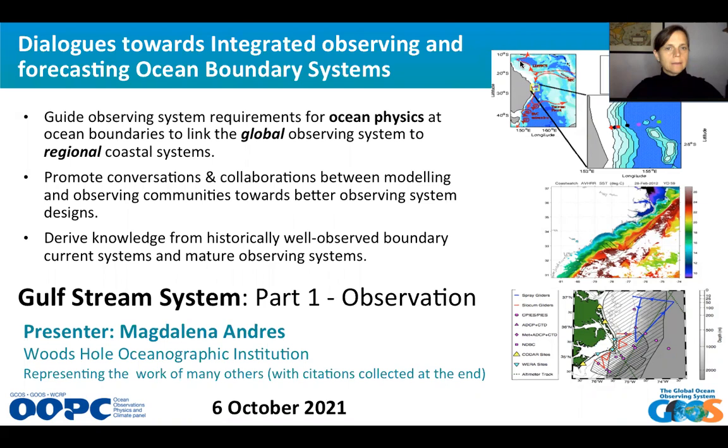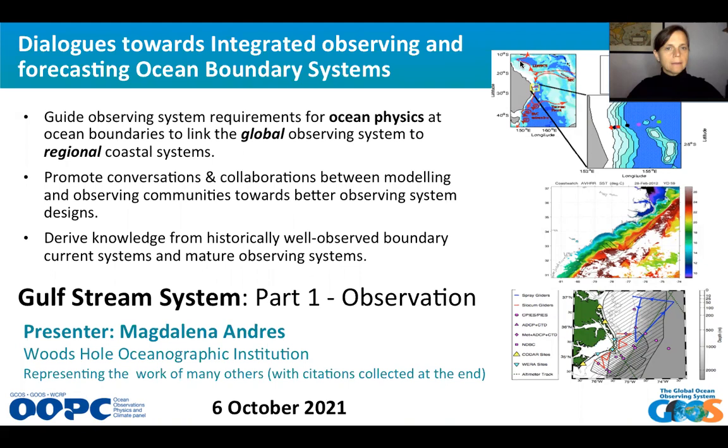Part 1 is focused on the Gulf Stream observations, and a companion presentation, part 2, is focused on modeling. The purpose of this pair of webinars, like others in this series, is to start a dialogue motivated by the following question. What components of a Gulf Stream observing system are required to link ocean physics, as observed by the global observing system, to regional coastal systems onshore of the Gulf Stream?